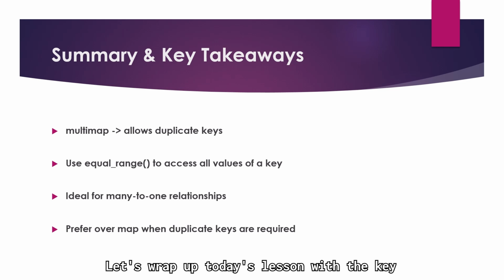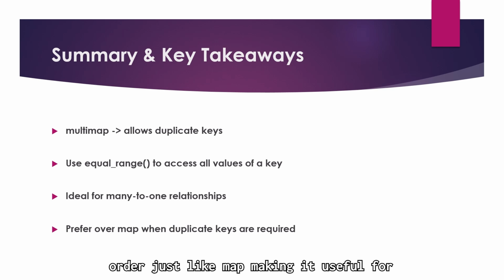Let's wrap up today's lesson with the key takeaways. Multimap is an STL container that allows multiple values for the same key. Unlike map, it does not support the bracket access operator, so we rely on find, equal range, and related methods. Internally, it maintains sorted order, just like map, making it useful for ordered traversals.